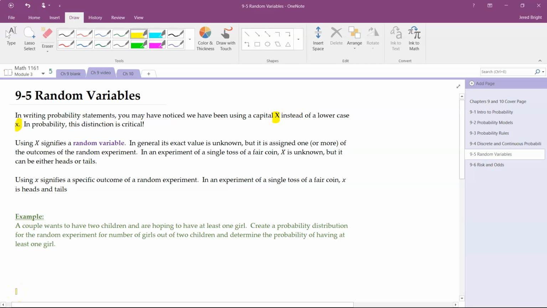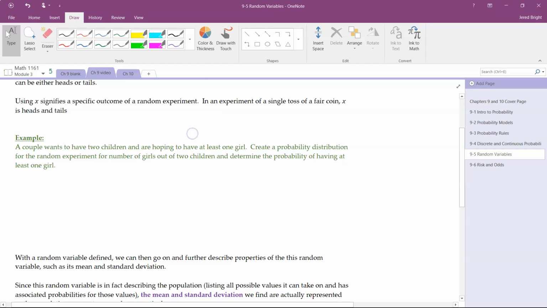All right, so looking at this next example, a couple wants to have two children and are hoping for at least one girl. And so we want to create a probability distribution for the random experiment for the number of girls out of two children. So what we need to do is define a random variable. G is going to represent our random variable. You could use X, I'm just changing the letter.